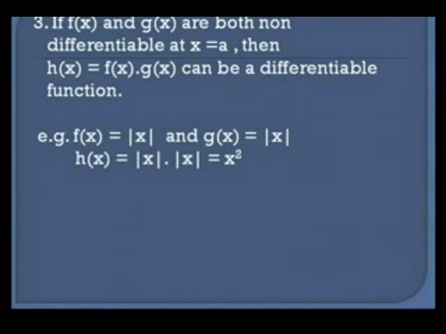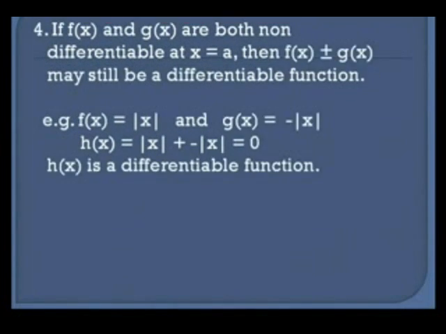Let's again try to see an example, that f(x) is equal to modulus of x and g(x) is also equal to modulus of x. Here f(x) and g(x) are non-differentiable because modulus of x is a non-differentiable function at the point x equal to 0, because a sharp corner occurs at the point x equal to 0 in the graph of modulus of x. Now h(x) is equal to f(x) into g(x), or mod x into mod x. This is equal to x square, and we know that x square is a differentiable function. Hence we can say that the product of two non-differentiable functions can be a differentiable function.